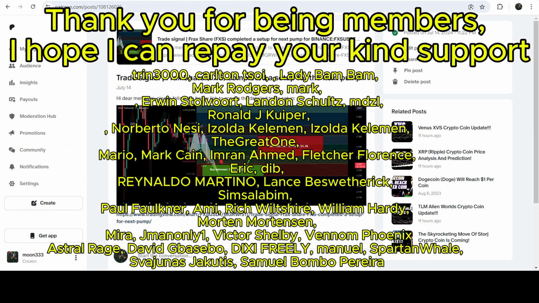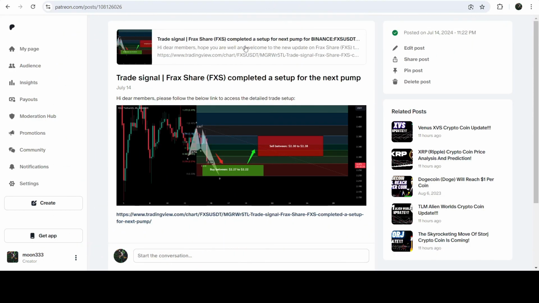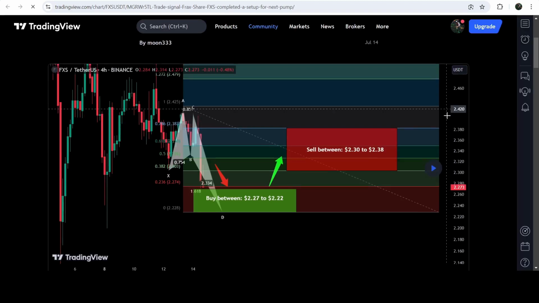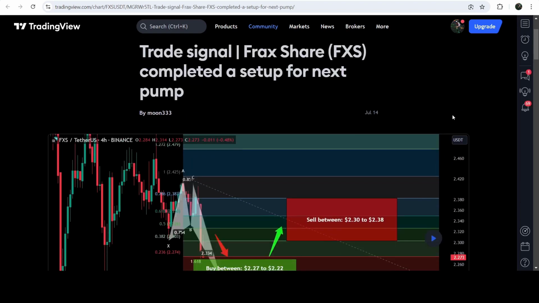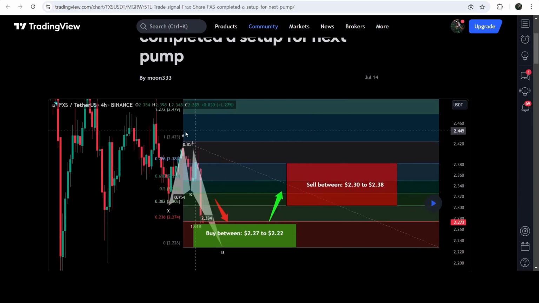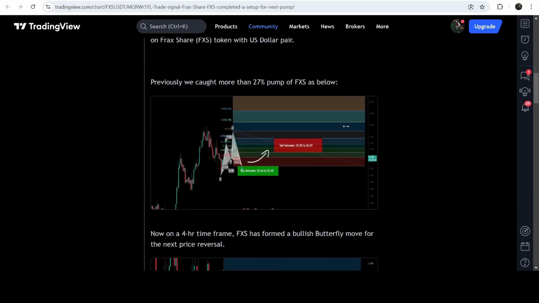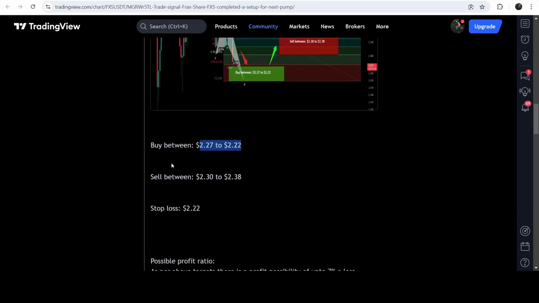And first of all, let me begin with my most recent trade signal for Frax that I shared on 14th of July, 2024 with my members. And that was a harmonic bullish reversal butterfly move that Frax completed on a 4-hour time frame chart with US dollar pair. And this was a complete trade setup. This was the buying zone and the sell target zone and the stop loss.